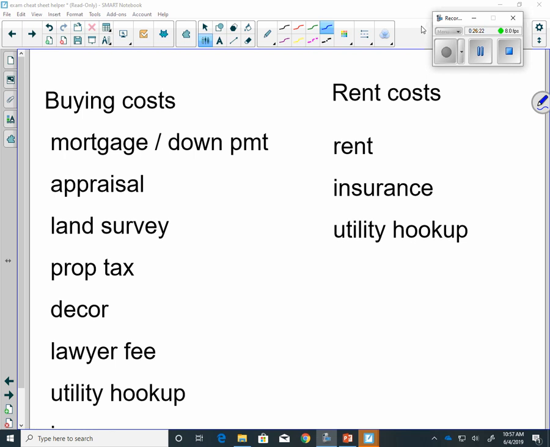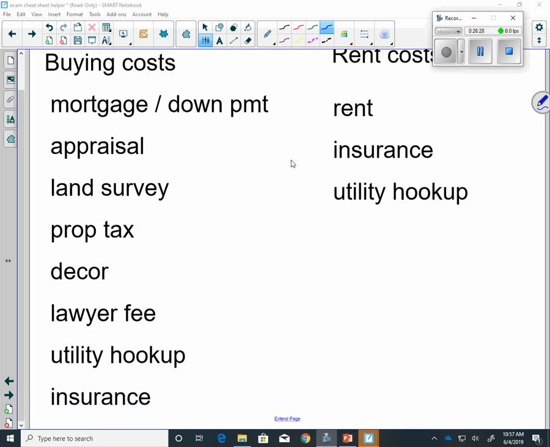Property tax, lawyer's fees, decorating, utility hookup, insurance, oh, the list goes on and on. You probably don't need to write them all down. They might ask you for two or three extra costs involved in buying. What are some costs involved in renting? Well, the rent, insurance, utility hookup. Is there anything else you can think of, Mr. Kozlowski? Not a whole lot, right?